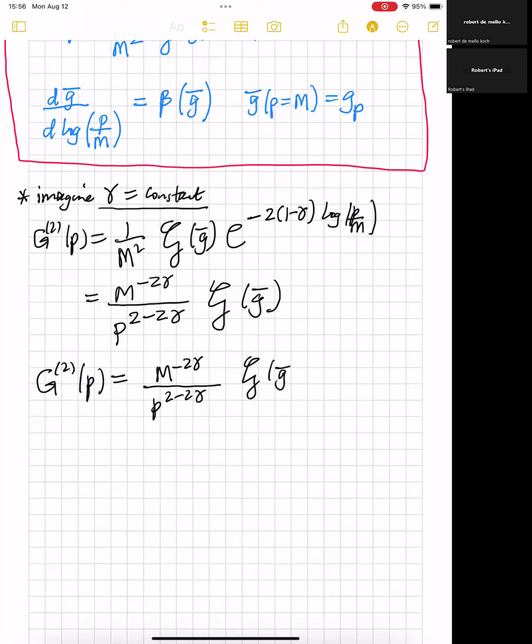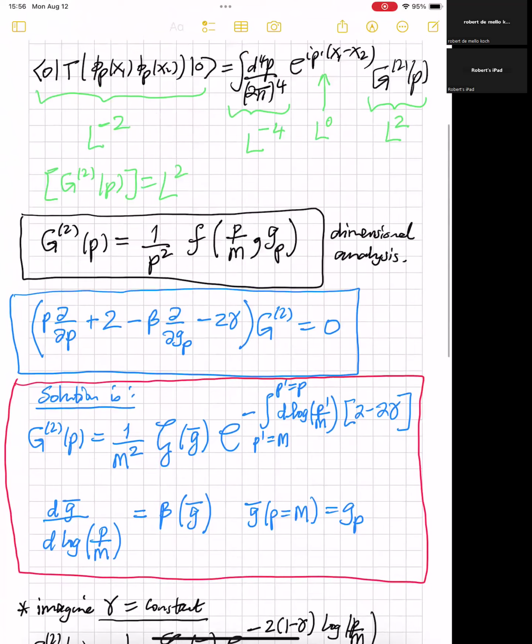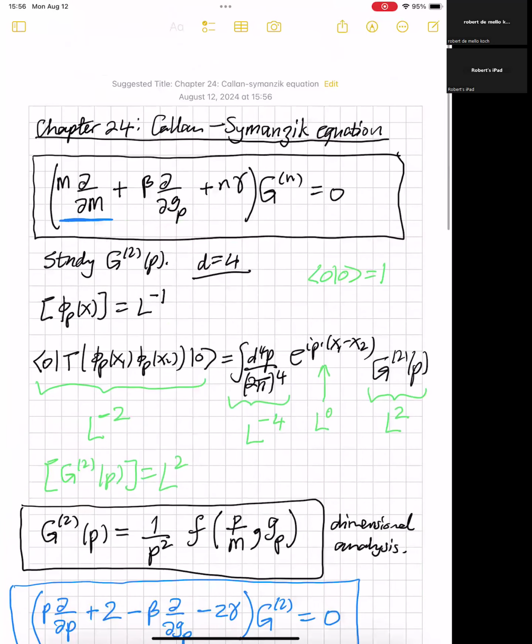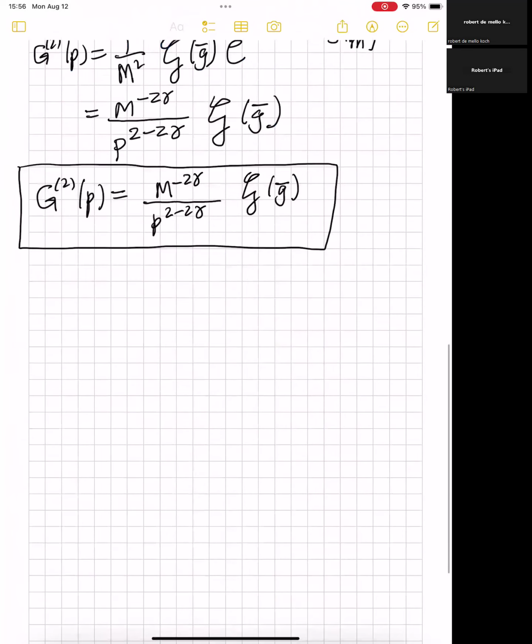G bar. Good. Now notice something. Before, just by dimensional analysis, we knew that the 2-point function behaved like length squared, like an area. So we expected g2 of p to be like 1 over p squared.